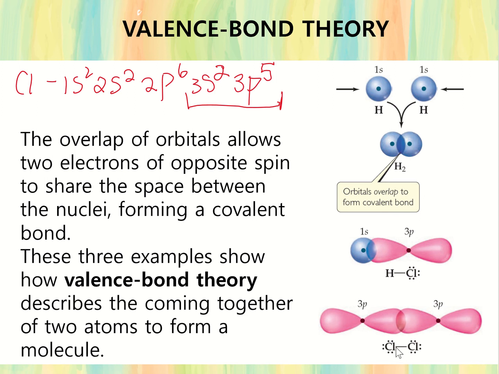And then we have chlorine. Of course, you would know that chlorine is a diatomic gas as well. And so for that molecule, we can see that the covalent bond formed between the two chlorine atoms occurs as a result of overlap of the two 3p orbitals, right? And essentially that is how valence bond theory describes the coming together of two atoms to form a molecule.